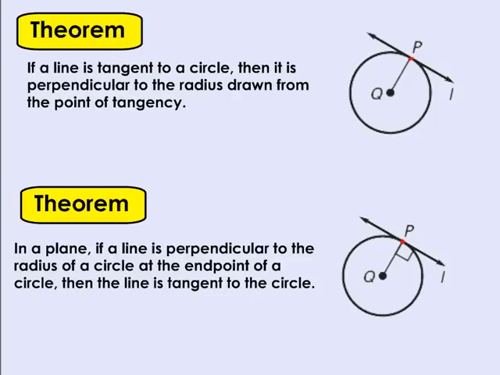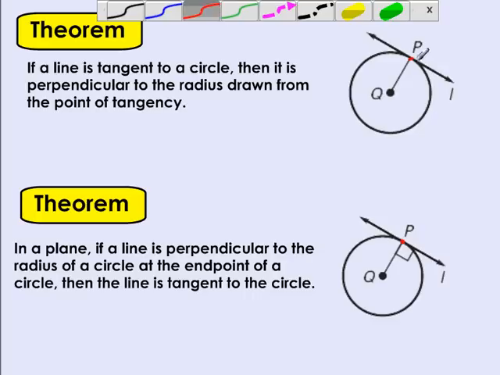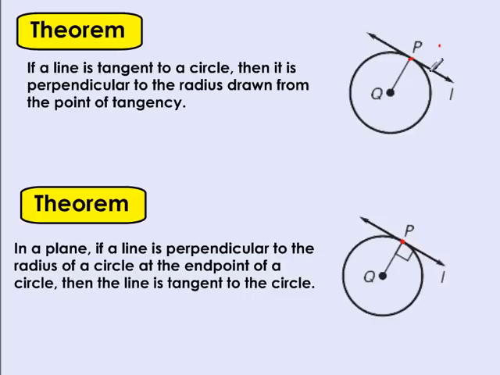A couple theorems that we have about tangents are these. If a line is tangent to a circle, then it's perpendicular to the radius drawn from the point of tangency. So here we see line L, and it's intersecting circle Q at 1 point, and QP is the radius, which means we'll be able to say that QP is perpendicular to line L.